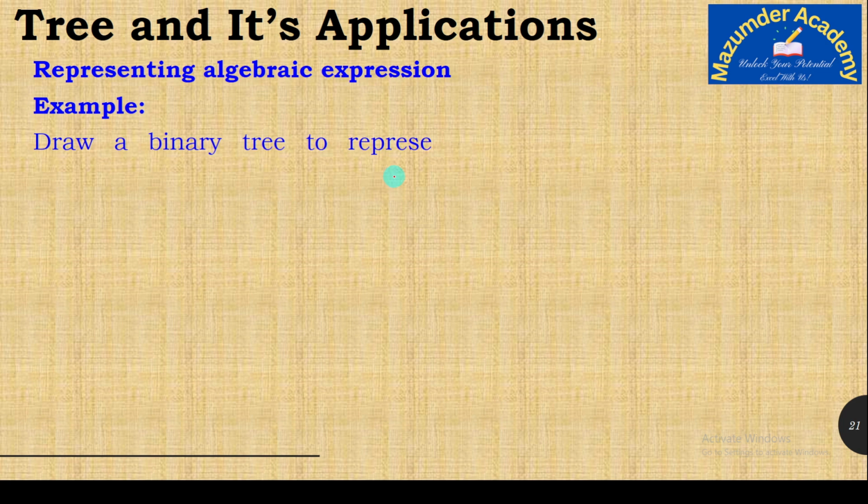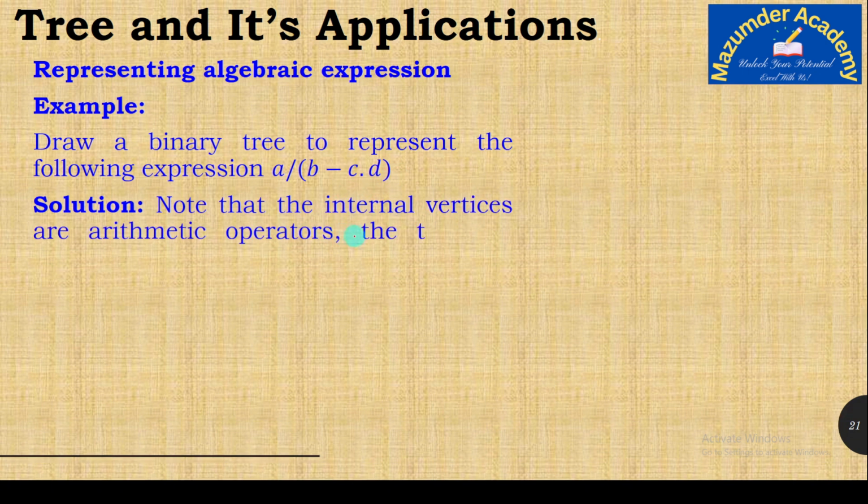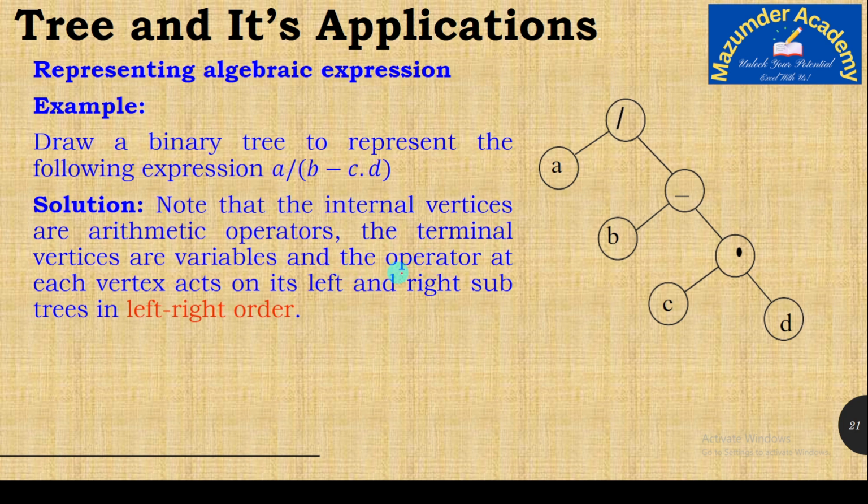Draw a binary tree to represent the following expression: a divide b minus c multiply d. As already said, internal vertices are the arithmetic operators and the terminal vertices are the variables, and the operator at each vertex acts on its left and right subtree in the left to right order. This is important, left to right order.